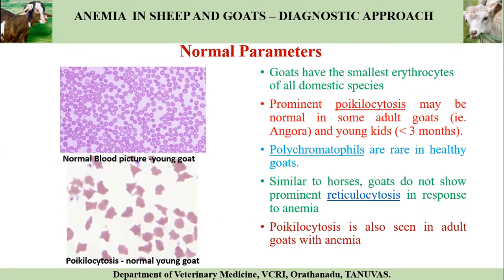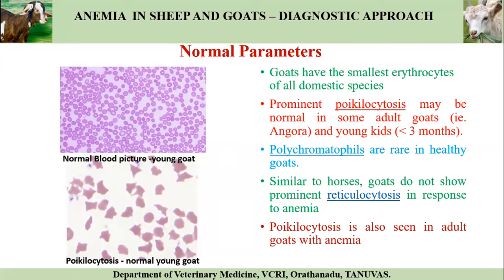Generally, it's discoid in shape. When compared to the bovine species, the size of the RBCs is very small. The lifespan of RBCs in the bovine species is 70 to 150 days, whereas in goats it is 125 days. And prominent poikilocytosis may be normal in small adult goats, that is Angora, and young kids, which are less than 3 months of age.